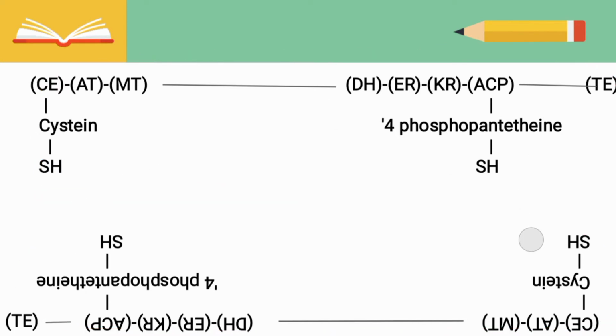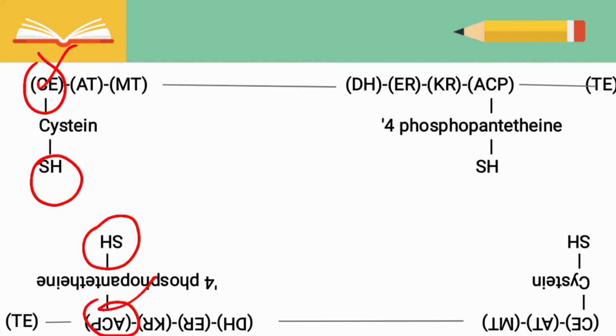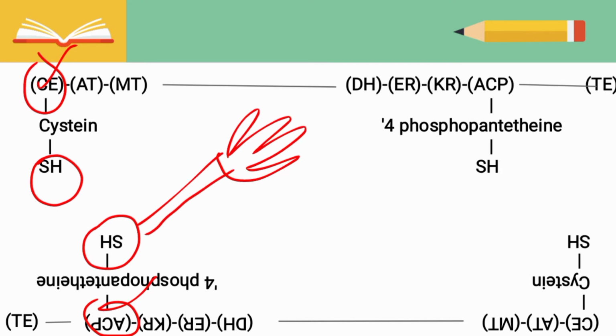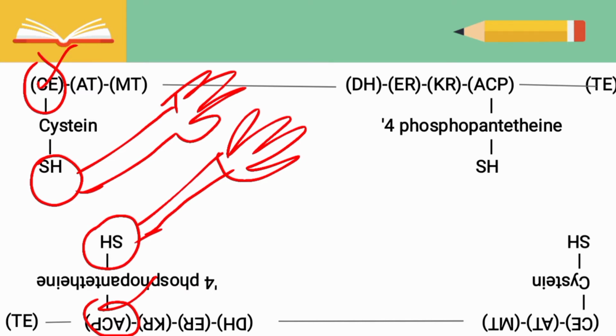In this enzyme, two proteins have a thiol group, which you can see here. One protein is an enzyme and one is a carrier protein. This is an enzyme, this is a carrier protein. This thiol group serves as a hand that they use to hold the intermediates of this fatty acid synthesis. So imagine it as a hand.